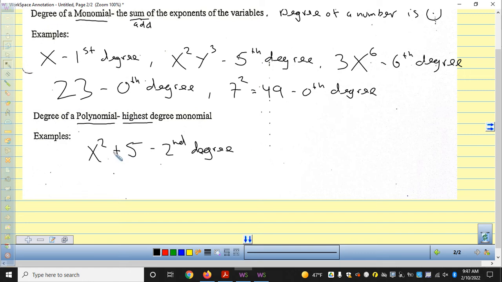Polynomials with 2 terms, we give a special name. We call it a binomial, because the prefix bi means 2. Now it's fine to call it a second degree polynomial, but sometimes we're more specific and we say it's a binomial. It has 2 terms.